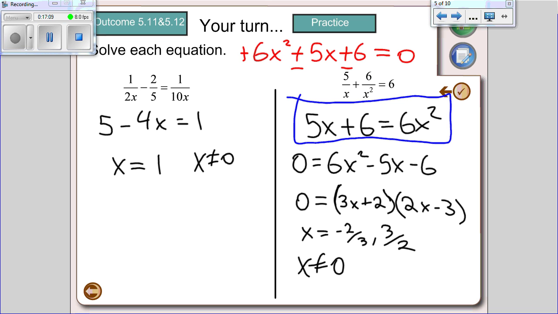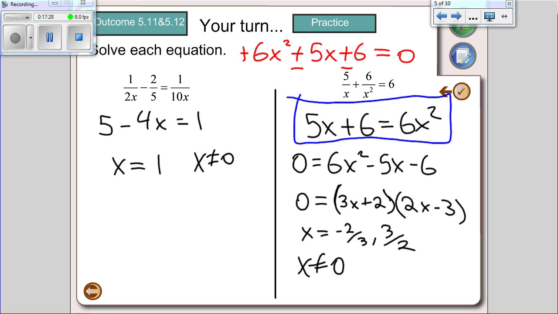I'm trying to help people and let you know if you have a negative a value, switch all your signs. It'll make your factoring life easier. If you don't, fine. I suggest you do.